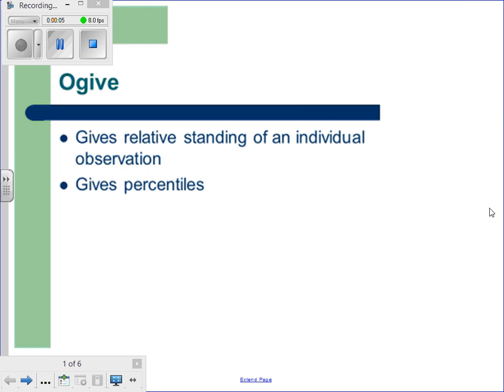Quick reminder for ogives: slightly different than a histogram in that we get relative standings, or something you're probably a lot more familiar with, which is percentiles. A lot of you are familiar with, like, if you're in the 90th percentile of a test, that means you have scored better than 90% of the people. So this is information that you can pull from what's called an ogive.